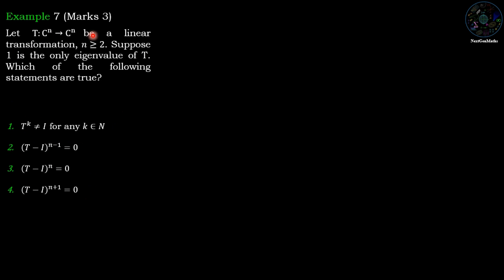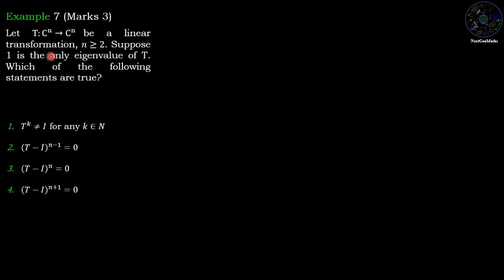Let T: Cn to Cn be a linear transformation and n greater than or equal to 2. Suppose 1 is the eigenvalue of T. Which of the following statements are true? So option 1, T power k not equal to I for any k belongs to N. Second option, (T minus I) power n minus 1 equal to 0. Third option, (T minus I) power n equal to 0. Fourth option, (T minus I) power n plus 1 equal to 0.